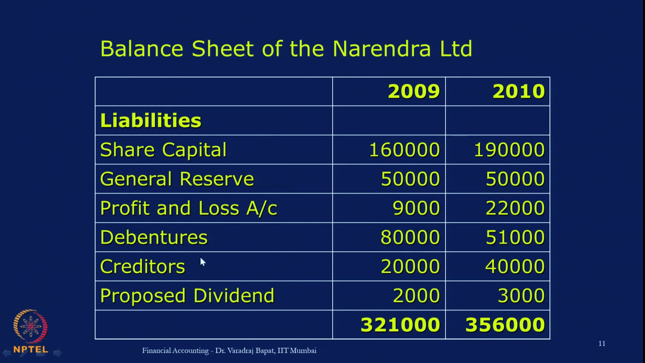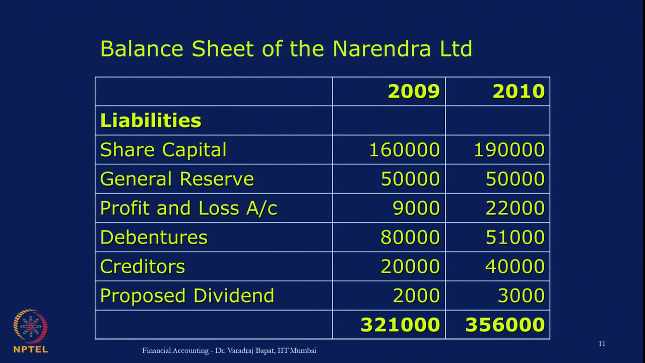Next is debentures. The debenture balance has reduced from 80,000 to 51,000. Now, which type of item will you categorize it as? See, some movement has happened. There is a decrease in the balance. So, we must have redeemed the debentures. That means we have paid money and cancelled part of the debentures, of how much amount? 29,000, which is the difference. So, which type of item is it? Is it O or I or F?